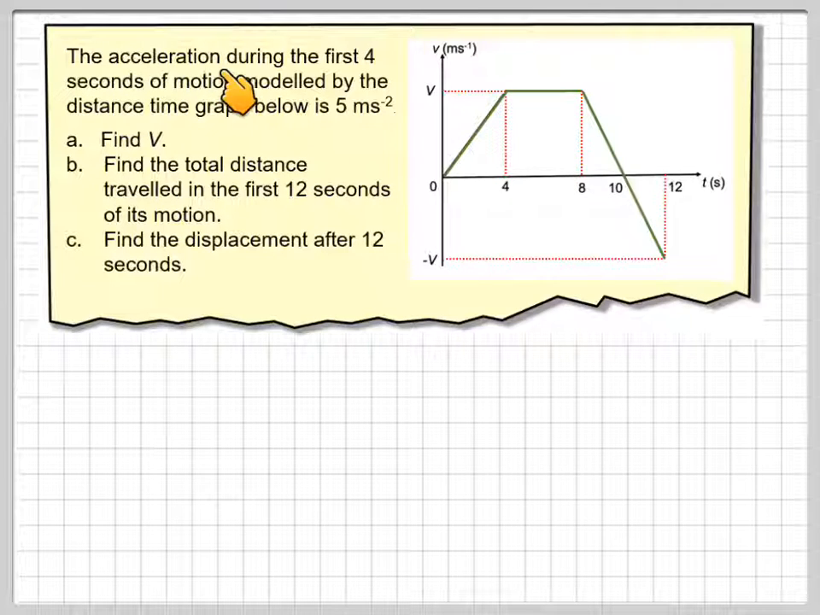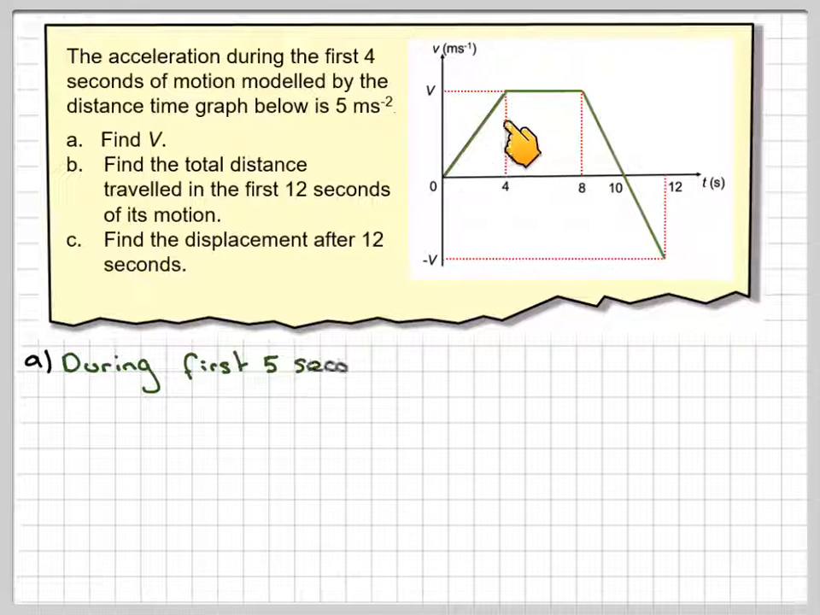The acceleration during the first 4 seconds of motion modelled by the velocity-time graph below is 5 meters per second squared. Find v, find the total distance travelled in the first 12 seconds of motion, and find the displacement after 12 seconds.